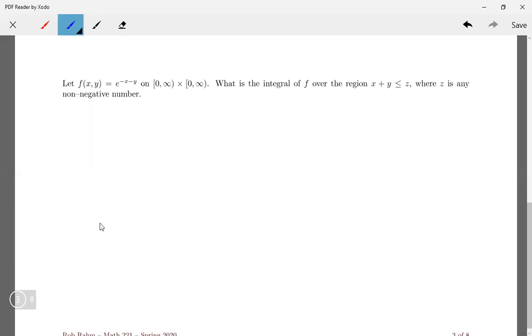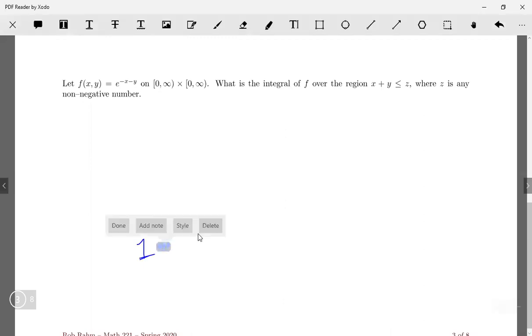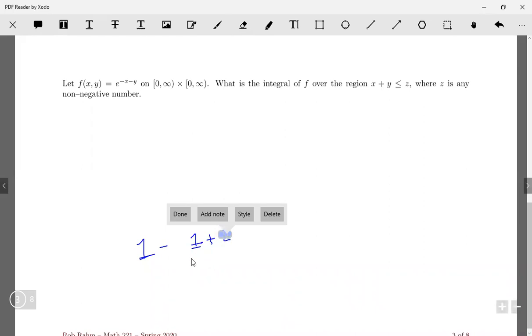Well, I did not mean to do that, but you can just back up the video for a little bit. So the integral was 1 minus 1 plus z over e to the z. And as z goes to infinity, this goes to 1. So then the integral of e to the minus x minus y over the first quadrant is equal to 1.